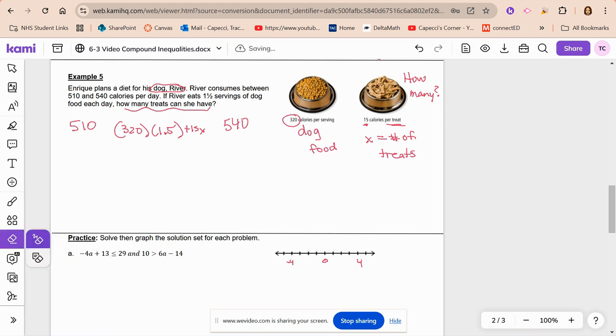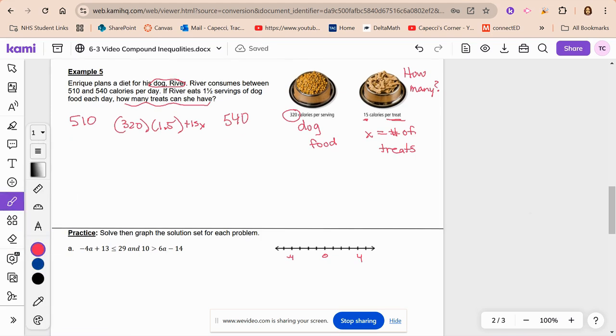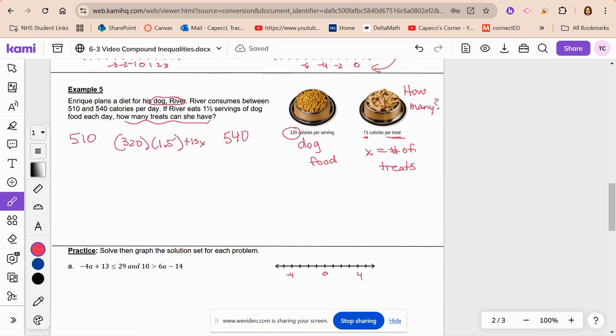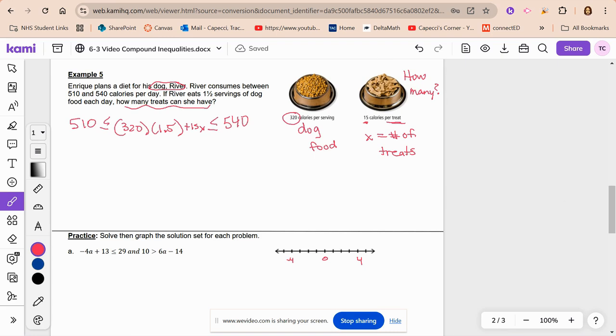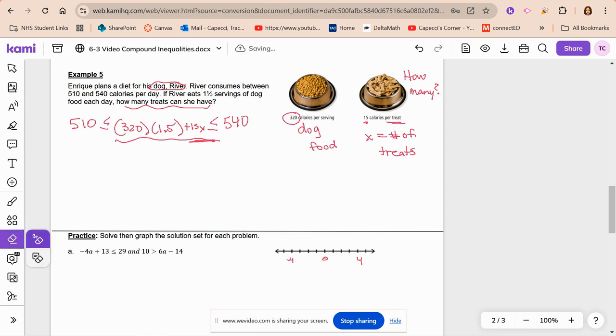Okay, now when we do inequalities, we're going to put our arrows to the left. Now, River is allowed to have between 510 and 540, including those numbers. So we're going to have 510 is the least and 540 is the most. So whatever's going on in between here has to be between 510 and 540. Okay. All right. So let's see what happens.